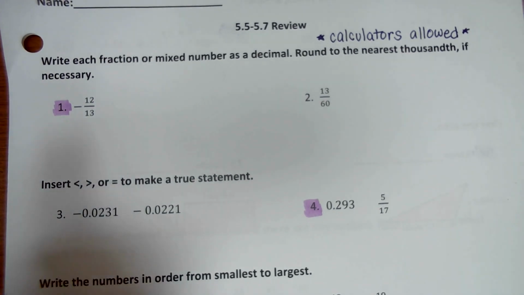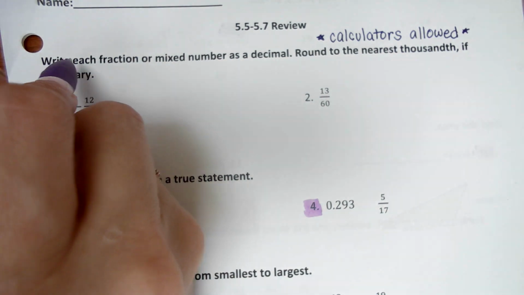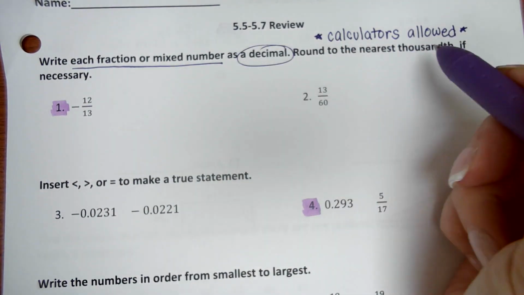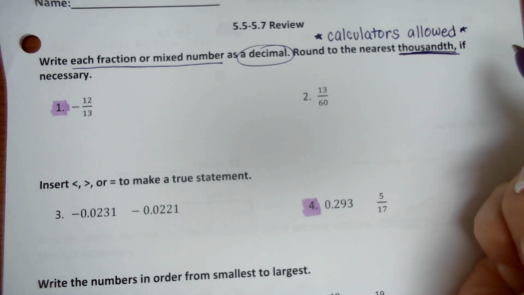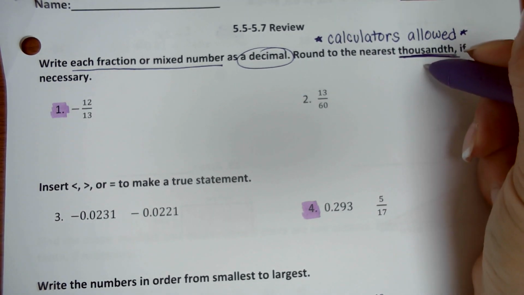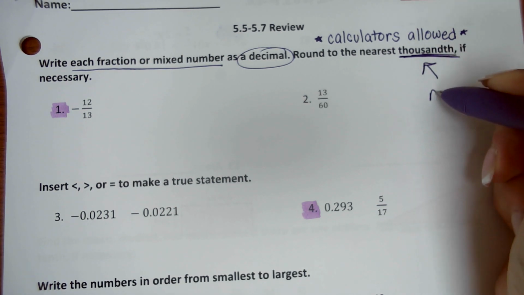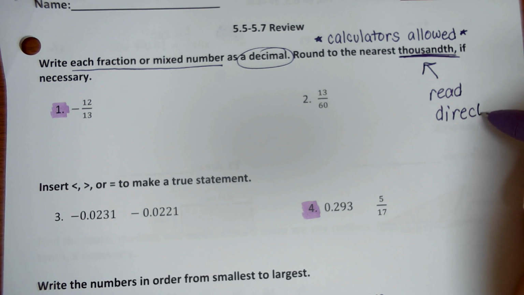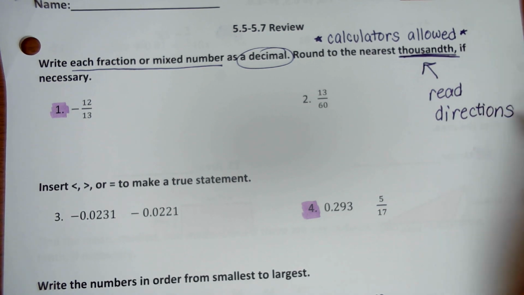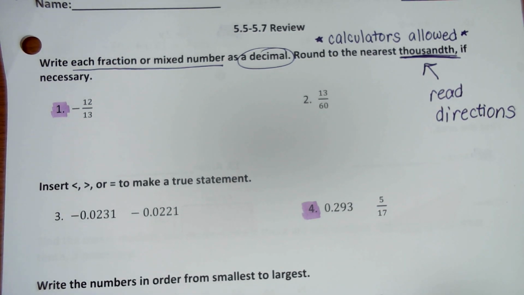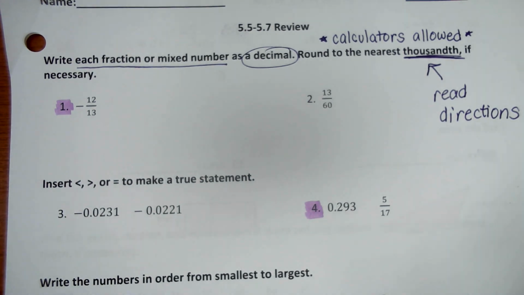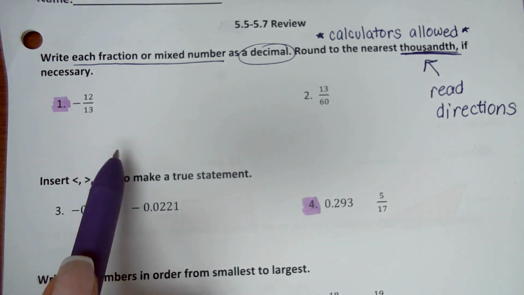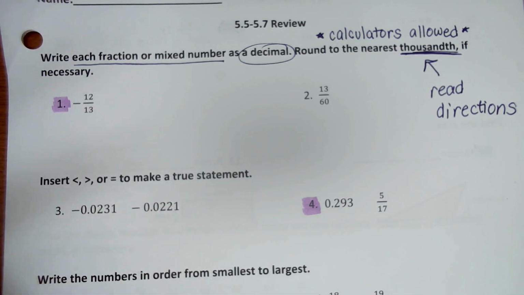Now, for the first one, we have -12/13. They want us to write the fraction or mixed number as a decimal, rounded to the nearest thousandth. Now, remember, we've said it's very important that you're always reading the directions clearly so you know which place value they want you to round to, so you know what operation you might need to be using, and just so you know what they're asking you to do. So we're going to read the directions. It's asking us to round to the thousandth, and we have -12/13.